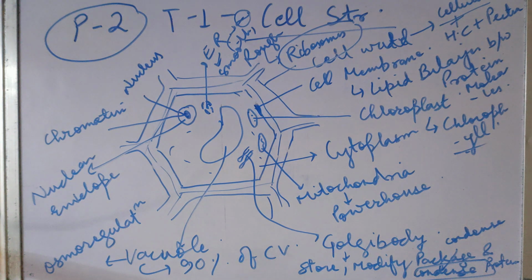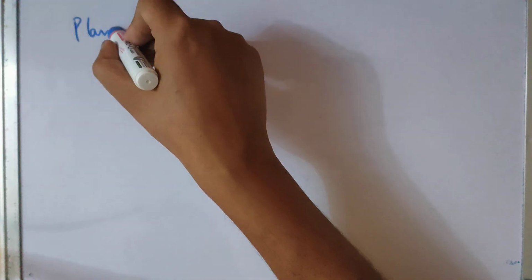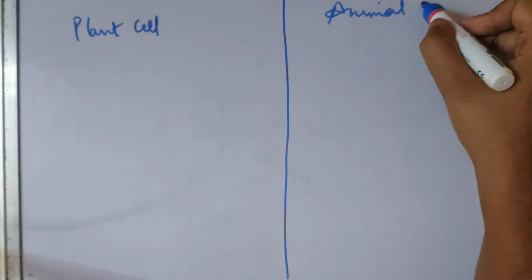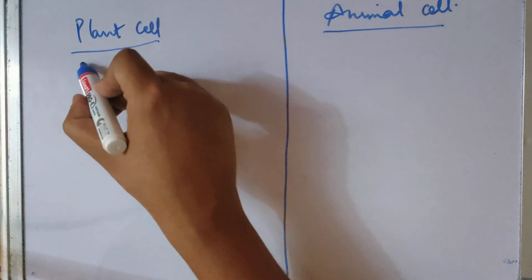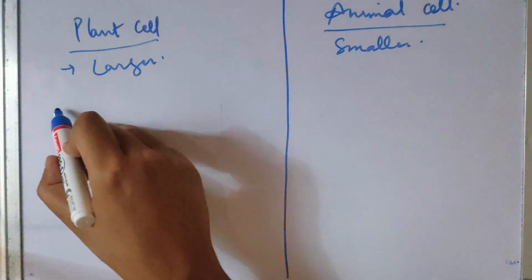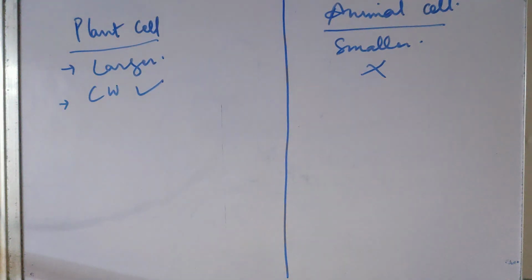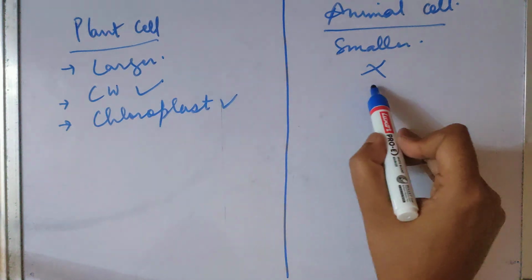First of all, we will see what is the difference between a plant cell and animal cell. The plant cell is larger in size as compared to the animal cell, while the animal cell is smaller. Here the cell wall is present while the cell wall is absent in animal cell. Chloroplast is present in plant cell whereas it is absent in animal cell.